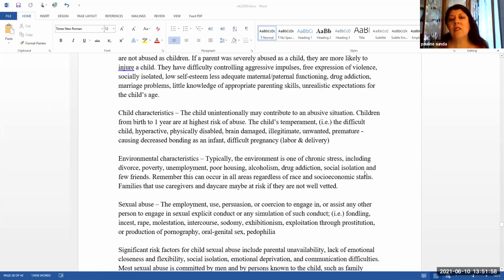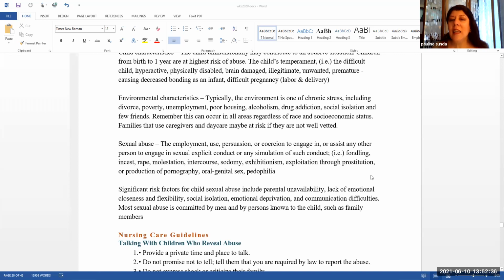The child's characteristics. So abuse is never the child's fault, but they may unintentionally contribute to an abusive situation. So birth to 1 year are actually the highest risk of abuse. The child that has the difficult temperament can be at increased risk for abuse. If they are hyperactive, physically disabled, brain damaged, illegitimate, unwanted. Also, premature babies can be at increased risk because they don't have the bonding and or a difficult pregnancy.